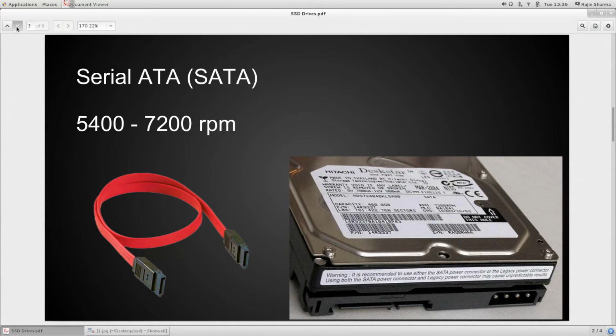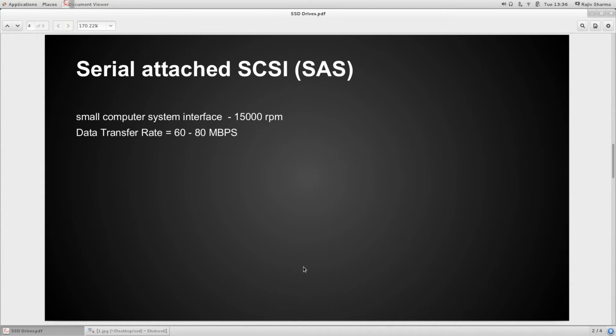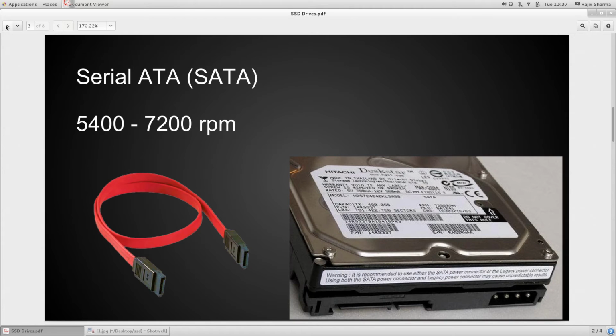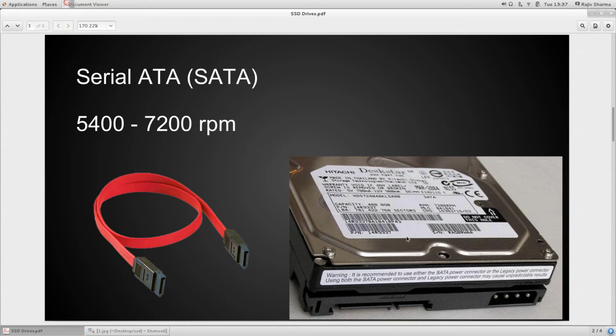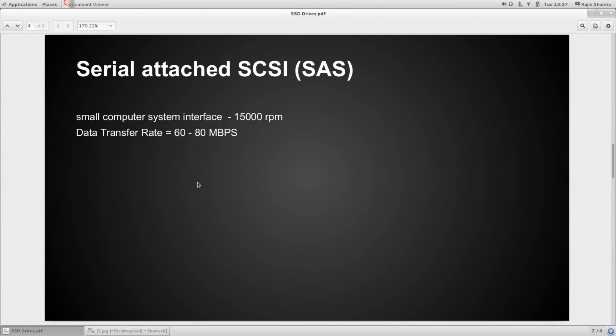Then the trend changed and SAS drives came, and SAS drives come with 15,000 rounds per minute. If you compare that with the previous SATA, which is a maximum of 7200 rounds per minute, SAS is having 15,000 rounds per minute, and it's giving us a data transfer rate of up to 60 to 80 Mbps. The look is almost the same for the SAS drive, there is no difference, but inside they changed the technology a bit more. You can see that this is a small computer system interface.